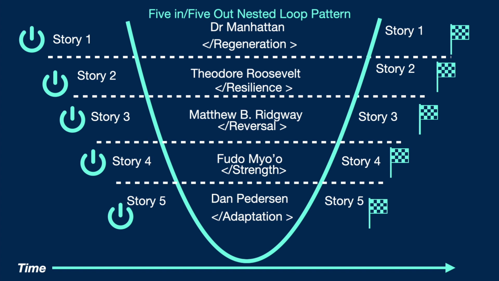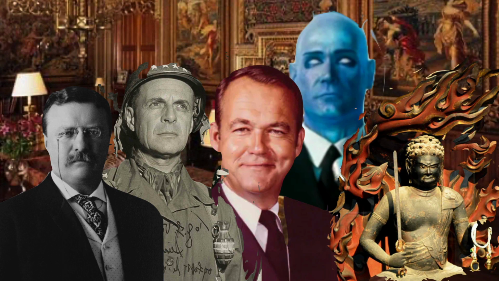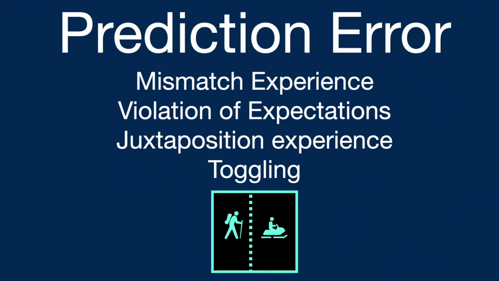Okay, so these are the resources that are being included in our 5 in, 5 out nested loop pattern for immovable strength. Now, this last tool that's going to be included in this hypnosis session is what's called a prediction error. This is also known as a mismatch experience, also known as a violation of expectations, also known as a juxtaposition experience. So basically, we're toggling between problem state and solution state.